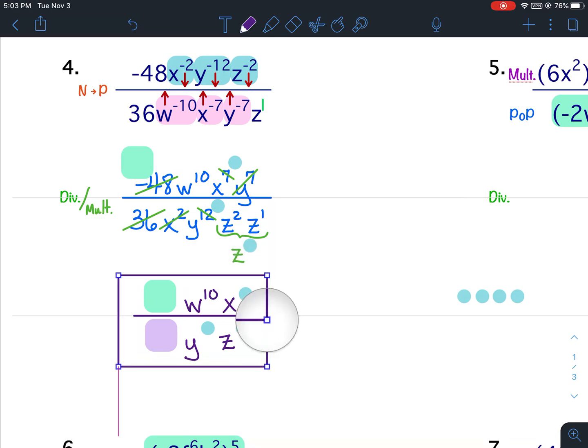Remember, when you're putting the negative 48 and the 36 in your calculator, please use the fraction button. And if you're using the iPad, remember it's going to give you a decimal. All you have to do is press the button right next to the equal sign to change it to a fraction. Right, if you have any questions for number 4, please do not hesitate to ask.